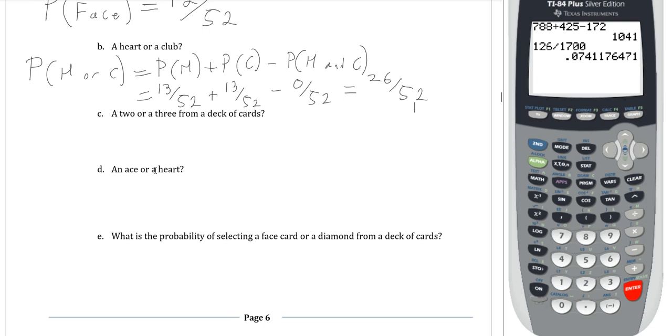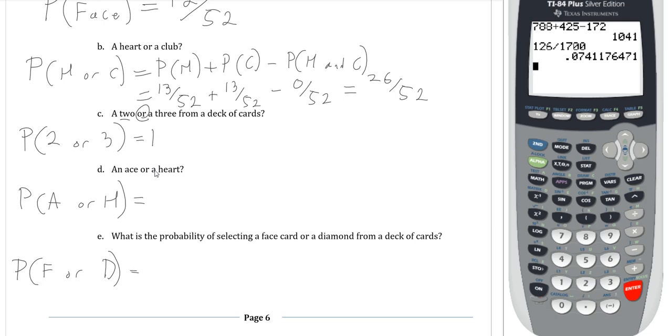A few more. We're going to set up each of these: the probability of a 2 or a 3 from a deck of cards. So 2 or a 3. Then we're also going to do probability of an ace or a heart. The other benefit is that it's a lot easier to shorthand what each of these mean. So A for ace, H for heart. And then probability of selecting a face card or a diamond from a deck of cards. So all these are or situations, so that means we're going to follow the same formulas. The first one's going to be probability of 2 plus the probability of 3 minus the probability of both of them.